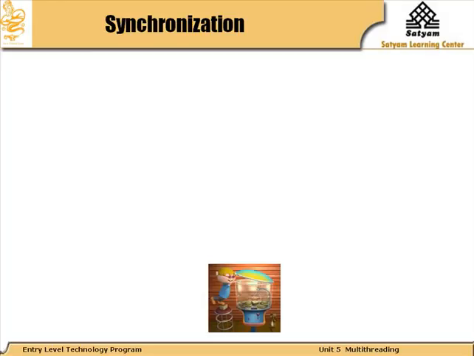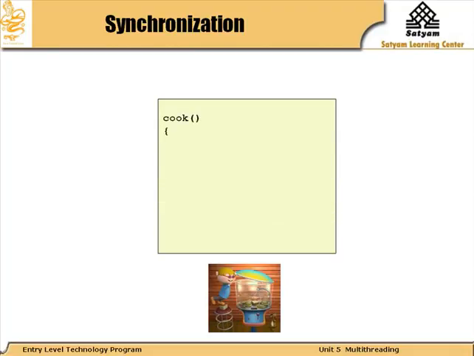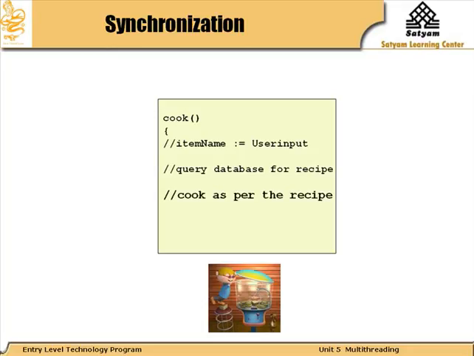Synchronization. Synchronization is a process of coordinating when things occur at the same time. Let's imagine the work of Mr. Cook. He receives the order, the user input, gets the recipe from the database, cooks as per the recipe, and then serves the order.